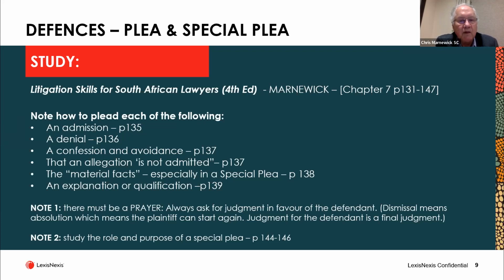There are 2 notes here, which I suggest you take into account in your exam. The first is the prayer in the plea. And remember, the plea must have a prayer. The defendant should always ask for judgment in his or her favor. I see some pleaders ask that the plaintiff's claim be dismissed with costs. When a claim is dismissed with costs, it means that the plaintiff has not proved its claim. And that amounts to absolution from the instance. And the legal effect of that is that the plaintiff, if the claim has not become prescribed, may start all over again with a new summons. You don't want that. You want judgment for the defendant, and then the judgment is final. And unless it's upset on appeal, there's nothing the plaintiff can do about it. Secondly, you should study the role and purpose of a special plea very carefully. I explain that at page 144 to 146 of my book.